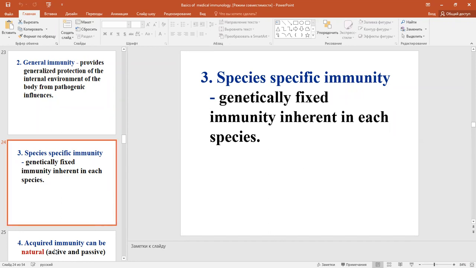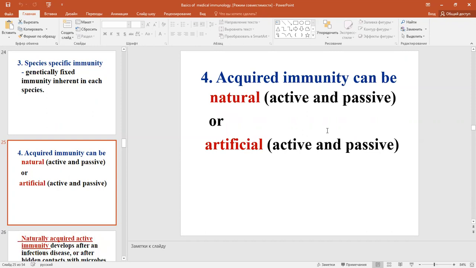Then acquired immunity. We are talking about the kinds of acquired immunity. They can be natural, active and passive, or artificial, again active and passive.